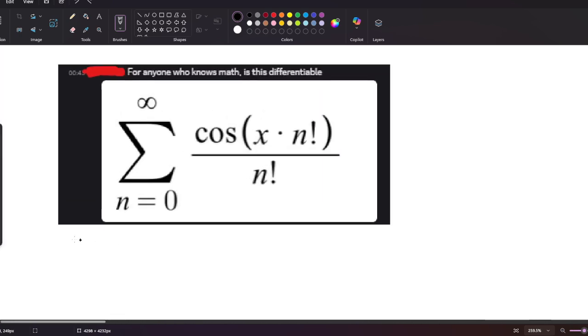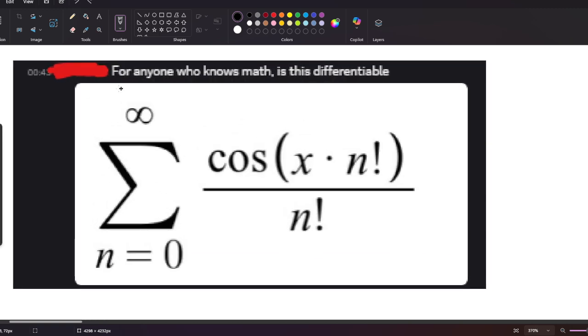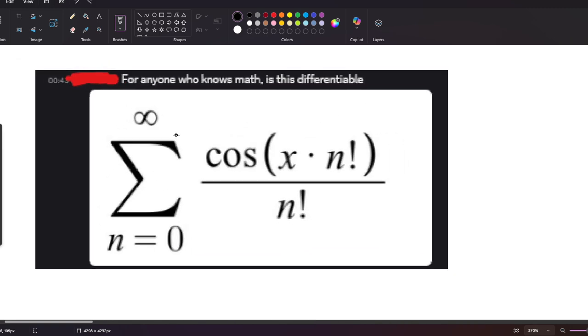Hello. I have been lurking on Discord and I've seen this question. I did figure it out, but I didn't see reasons why I would not make this into a video. So the question is about whether this is differentiable or not.